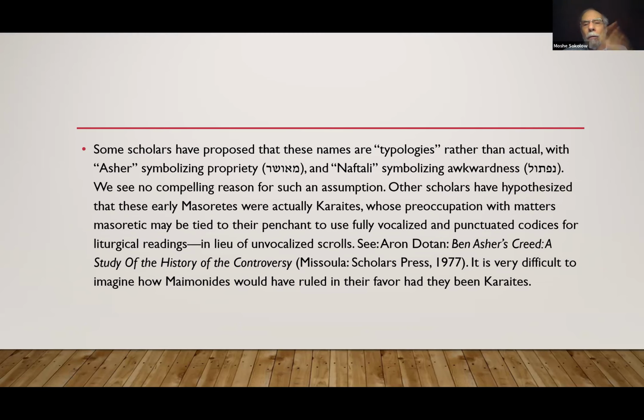Okay. Other scholars have even gone so far as to hypothesize that many of these early Masoretes, including the Ben Ashers, were actually Karaites, because the Karaites were more preoccupied than rabbinic scholars with the text of the Bible because they had nothing else to rely upon. They didn't accept the Talmud.